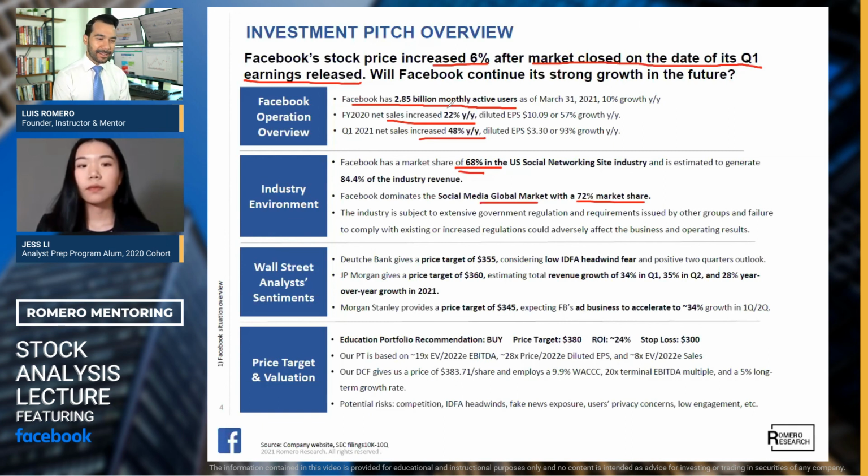I mean, it's astronomical. And then the revenue numbers, right? Fiscal year 2020 net sales increased 22%. And then Q1 net sales increased 48%. They have 68% of the US social networking site industry. That's their market share just in the US alone. And then when you look at the global market, Facebook dominates social media at a global level with 72%. And it's just astronomical.